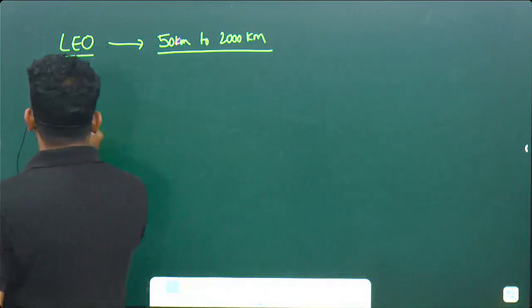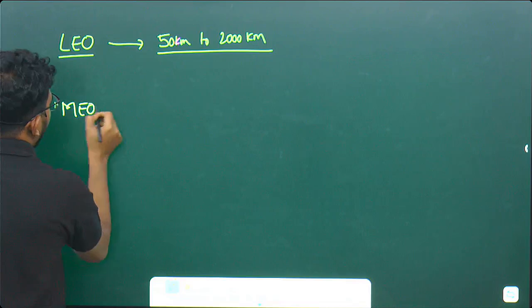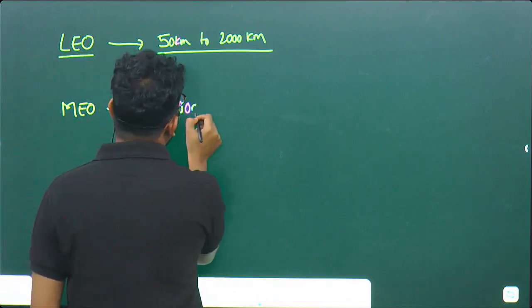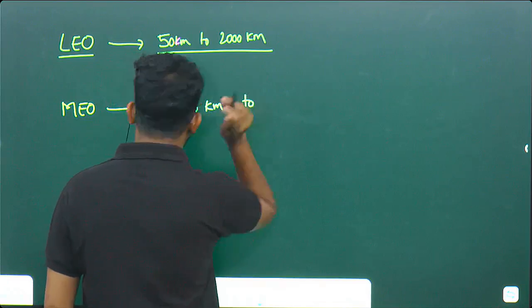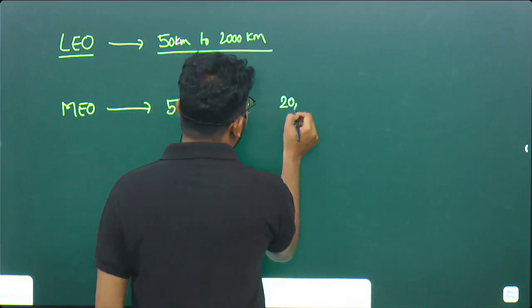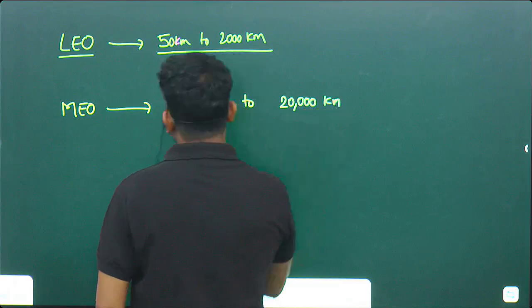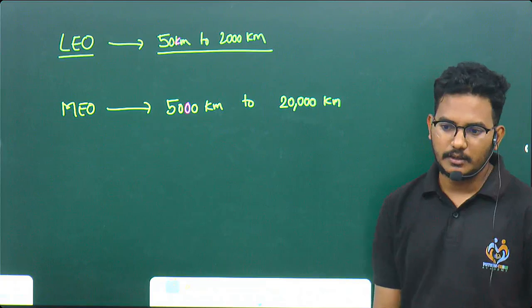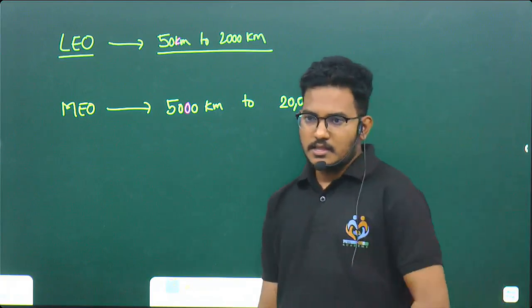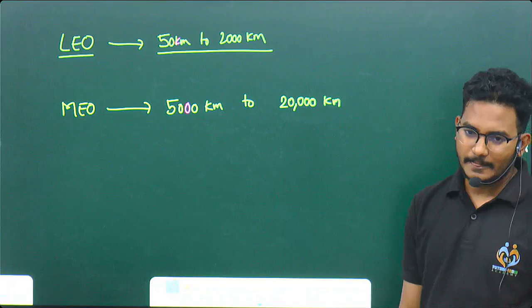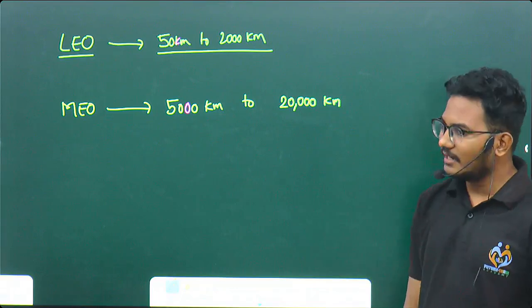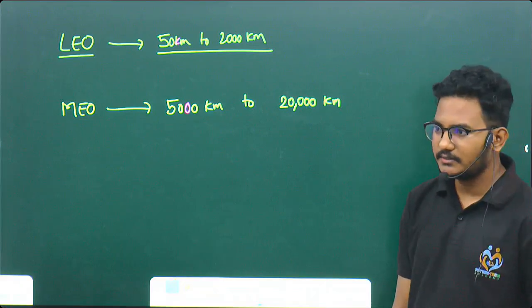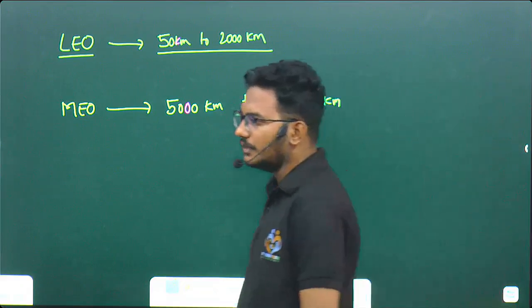Next, MEO. If I am placing a satellite between 5000 kilometers and 20,000 kilometers, then it is called MEO, medium Earth orbit.